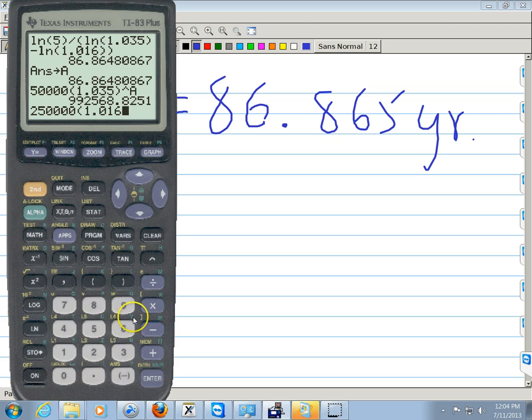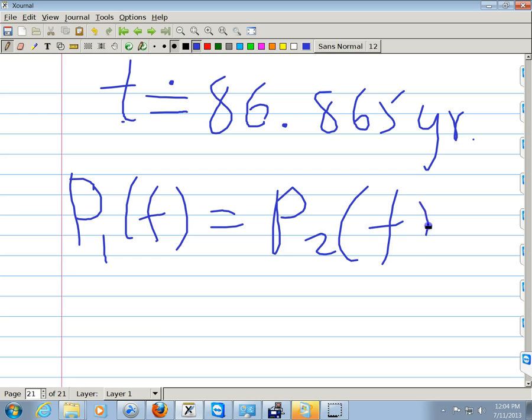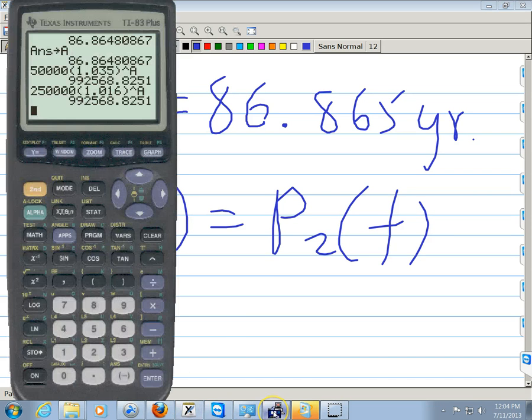1.016 to the alpha A should be the same amount of people, and it is. Okay, so let's say that, why is it doing that? Get rid of this. So P1 of that T equals P2 of that T is about 992,572? No, 992,568. Where are they getting 572?